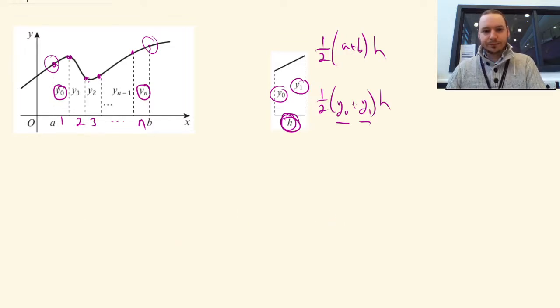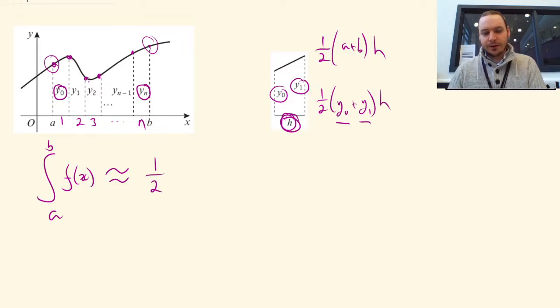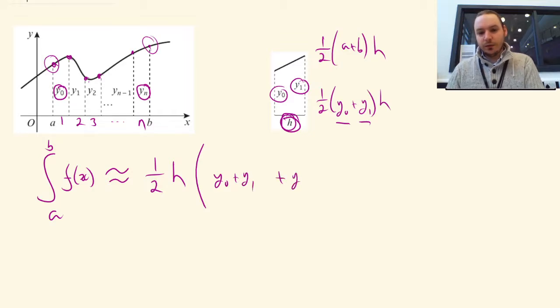So what we end up with is that the integral of my function of x between a and b is approximately equal to, not exactly because we're just approximating, half times h, because every term is half times h, times by y0 plus y1, and then y1 plus y2, and then y2 plus y3, and so on, until I get to yn minus 1 plus yn.